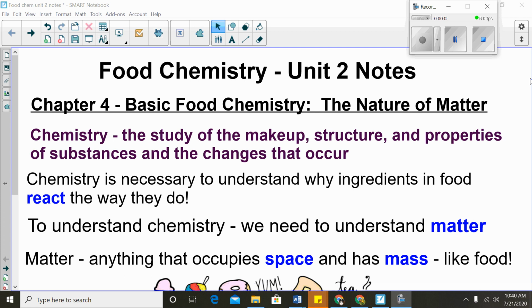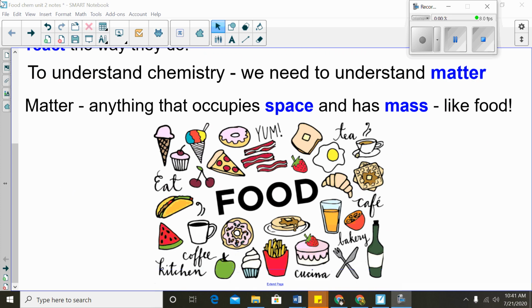This is Food Chemistry Unit 2, Basic Food Chemistry, the Nature of Matter. So a good definition of chemistry is that it is the study of the makeup, structure, and properties of substances and the changes that occur. Chemistry is necessary to understand why ingredients in food react the way they do. So to understand chemistry, we need to understand matter. And matter is anything that occupies space and has mass, like food.